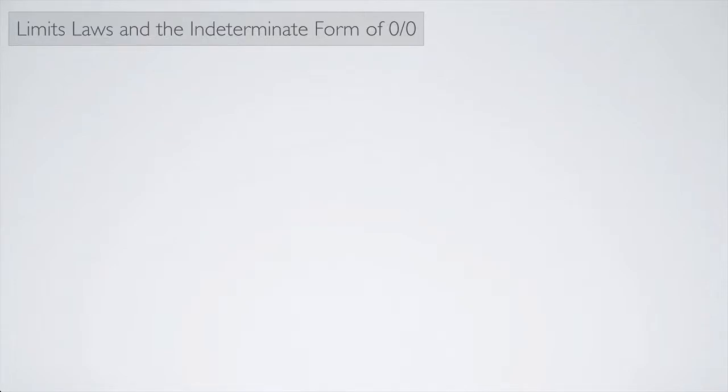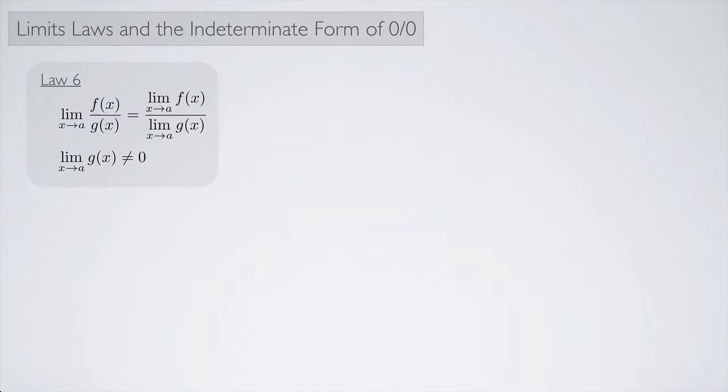When we looked at the limit laws before, there was one limit law in particular, law number 6, where there was a potential problem. This was the limit law that said the limit as x approaches a of f of x divided by g of x equaled the limit of f of x divided by the limit of g of x, provided two things. First, that both of these limits exist, but also that the limit as x approached a of g of x did not equal 0, so that way you weren't dividing by 0 here.